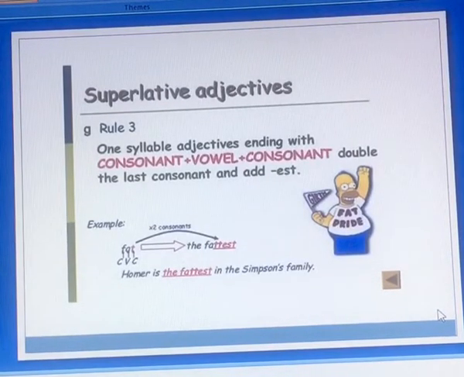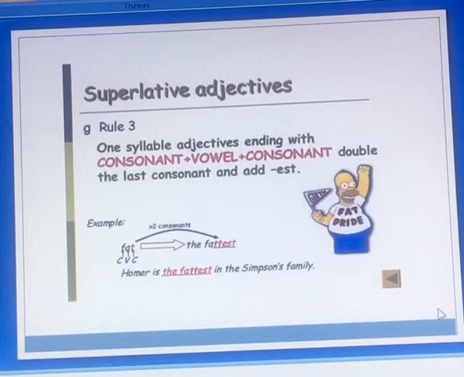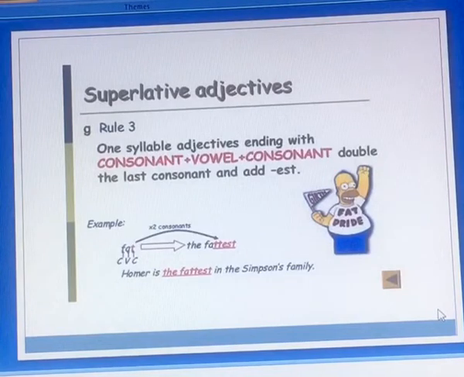Rule number 3. One syllable adjectives ending with consonant plus vowel plus consonant, double the last consonant and add est. For example, fat becomes fattest. We double the T and we add est. Homer is the fattest in the Simpsons family.